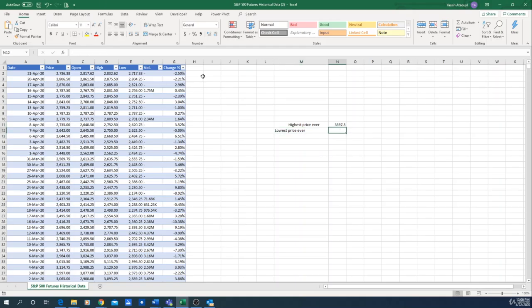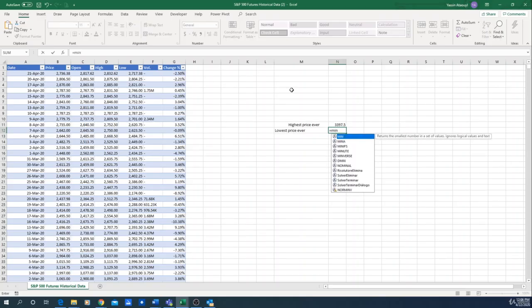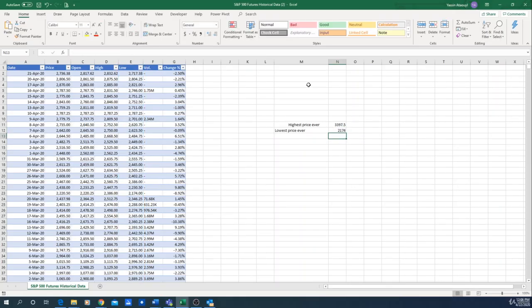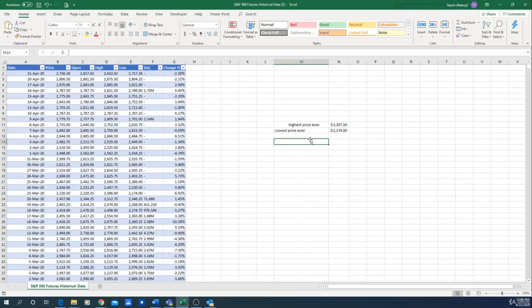The way we'll calculate it is exactly the same, but in this case, we'll use another formula, which is the min. Very simple, we'll simply select all the lowest prices and click on enter. So as you can see right now, we have our highest price, which is $3,397, and our lowest price, which is $2,174. All those prices are in dollars, so simply put on a dollar sign.